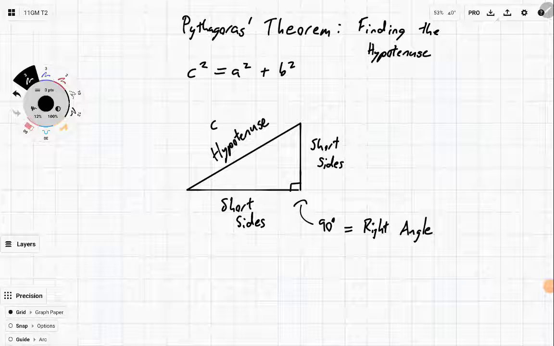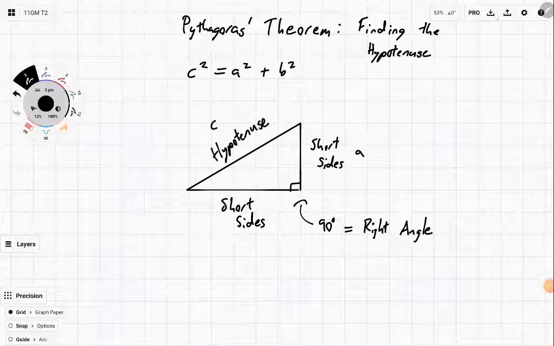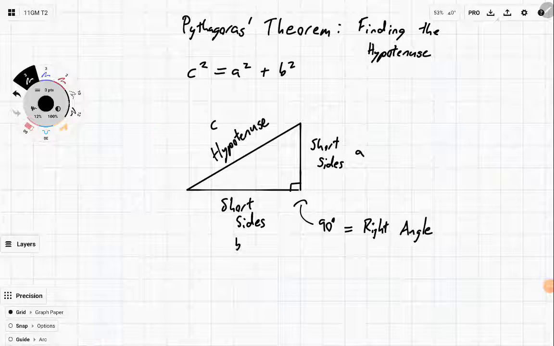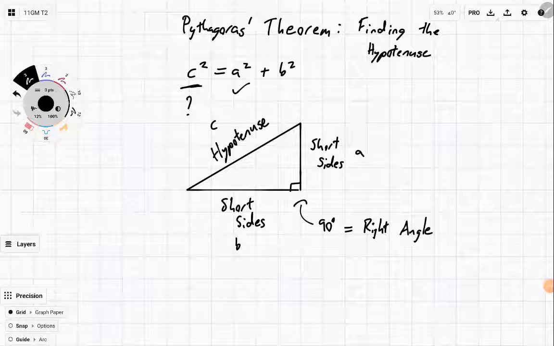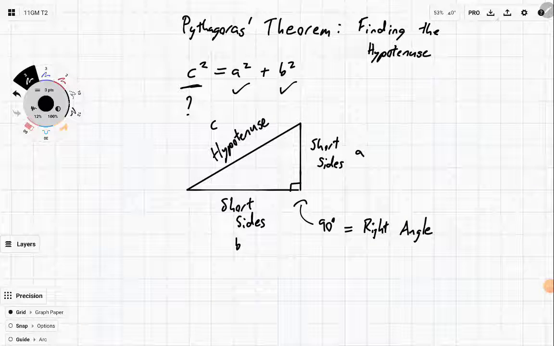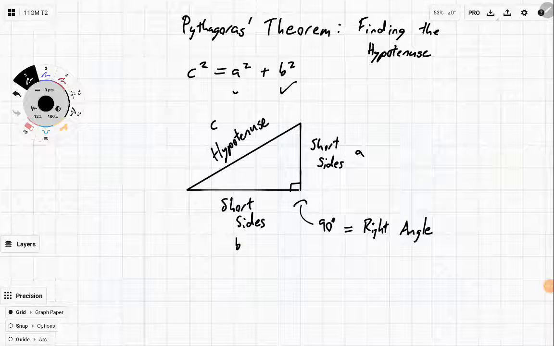For those of you who like rules, A is going to be the shortest side, B is going to be the second shortest side, or the middle side. Your hypotenuse is longest: C is the longest, A is the shortest. Okay? So this theorem talks about the squares. It means that we can actually work out the length of the long side if we know the two lengths of the short sides. So let's have a crack at actually doing it.